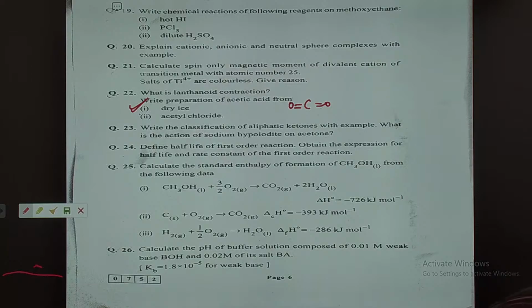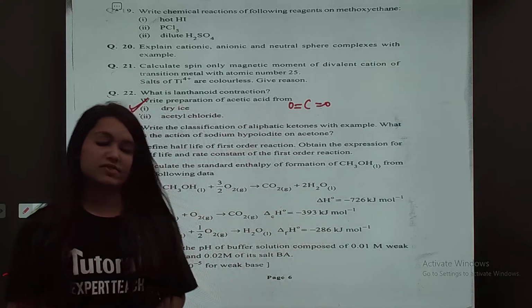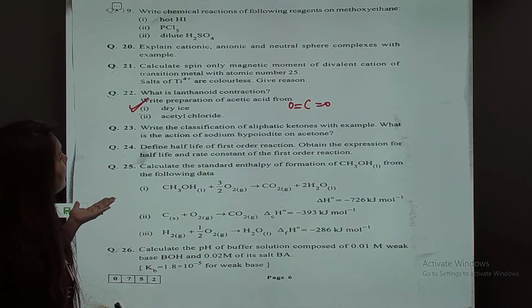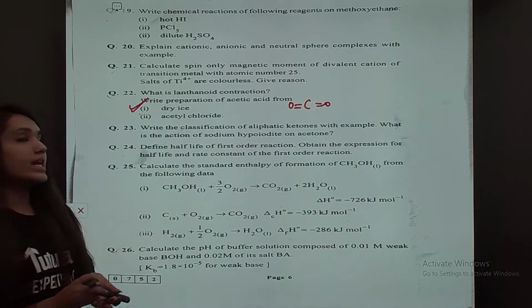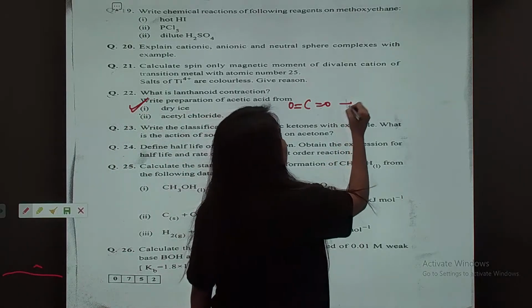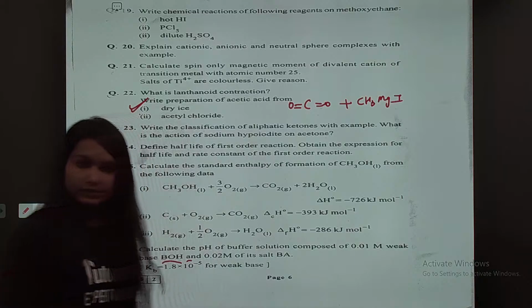In this we are going to add the most common organic reagent, which I told you last time as well, Grignard reagent, RMgX. Since you are preparing acetic acid, instead of R, I am going to take CH3. So you can take CH3MgX, and you can get the product.